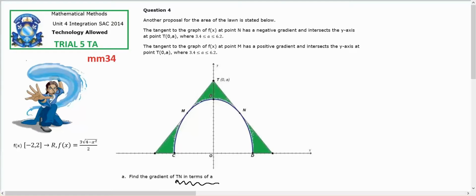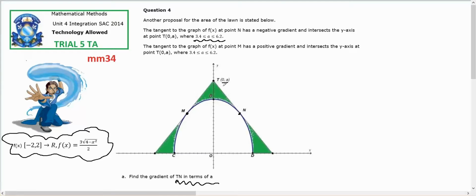We have this curved feature, which the early part of question 4 tells me is the rule for that curved feature. The tangent to f of x is either at n or m. When it's at n, it has a negative gradient and has a y-intercept of 0a. And there are limitations to the values that a can be. So I want to find the gradient of the tangent at n.